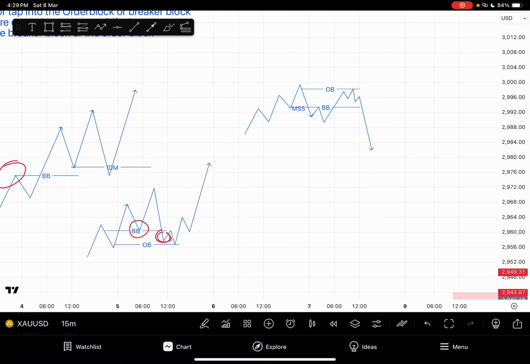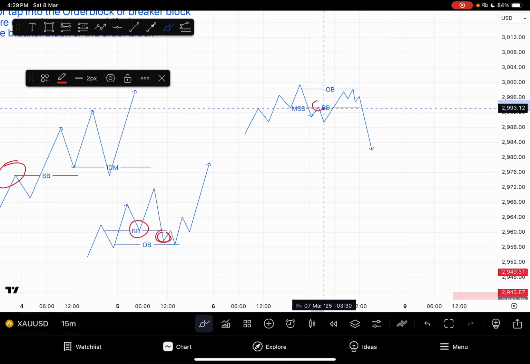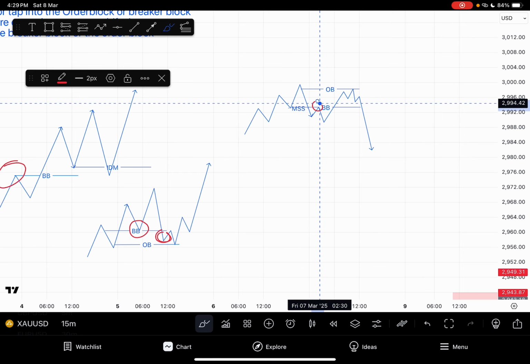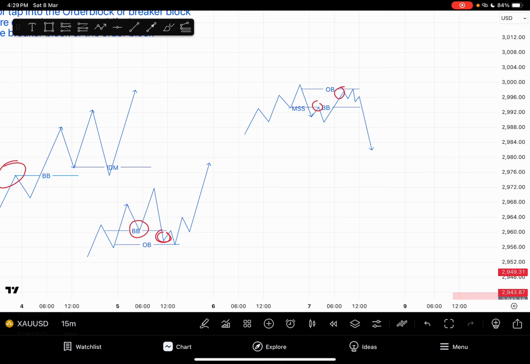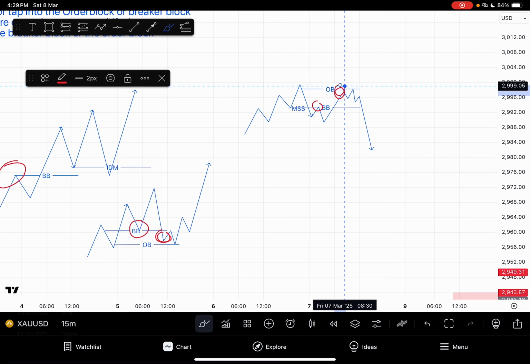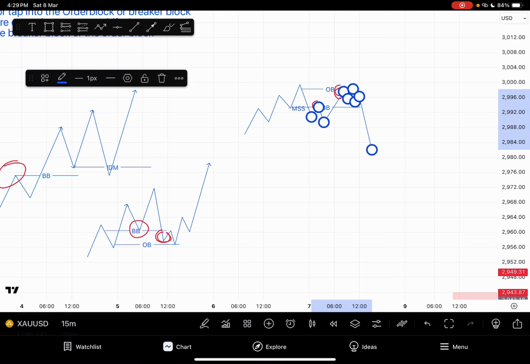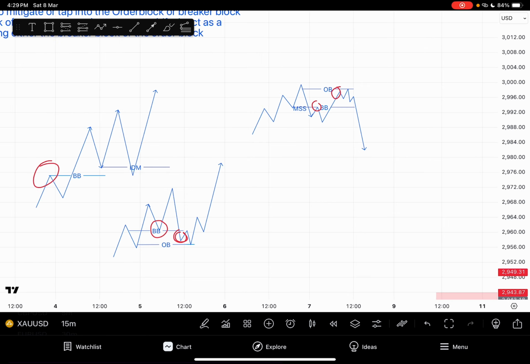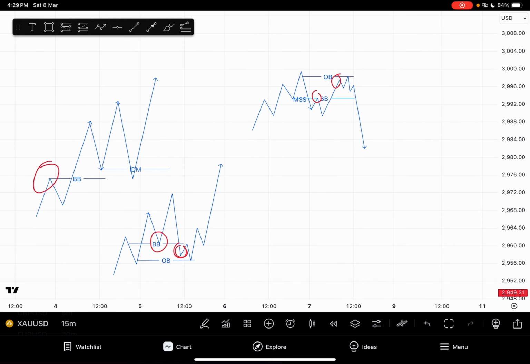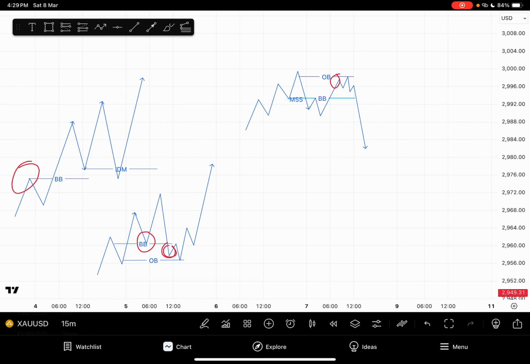So most people will also mark this as the inducement, but I don't use that as my inducement. I use this second pullback here as my inducement. So I use that second pullback as my inducement here. So that's how you can always use this for your strategy. This is how you can mark your inducement. So the first pullback there is not the inducement; the second pullback is the inducement.